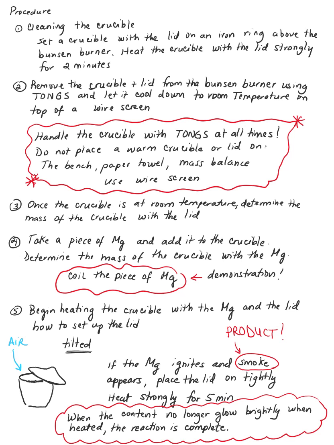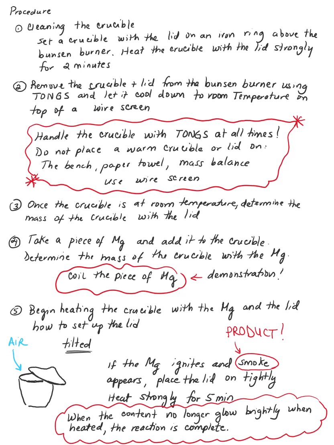After your 2 minutes, you're going to remove the crucible from the flame. You're going to set up your crucible on top of your wire screen or your wire gauze. Put the crucible on top of your wire screen, put the lid with it, and wait until it cools down at room temperature.